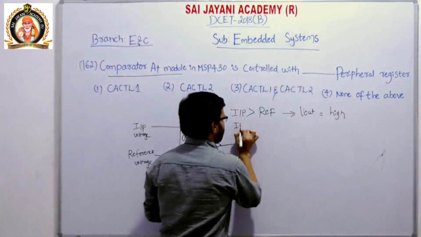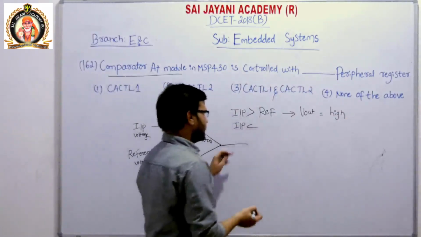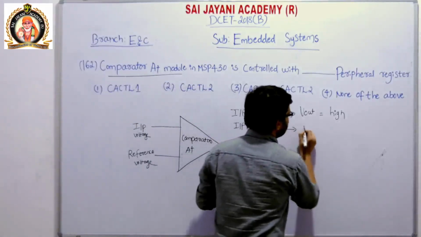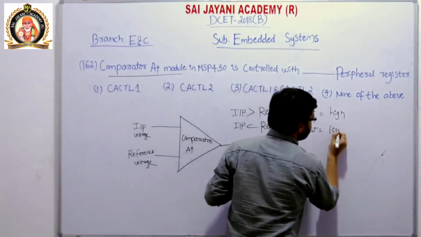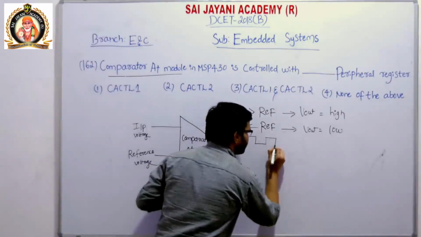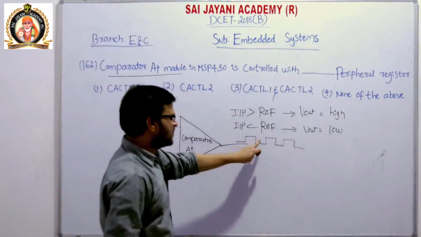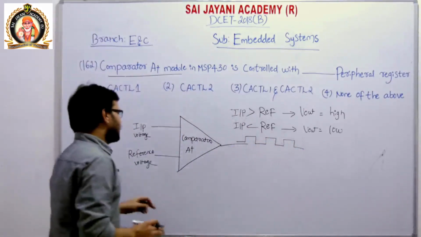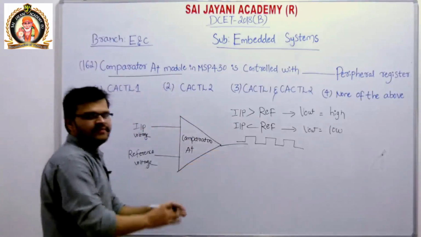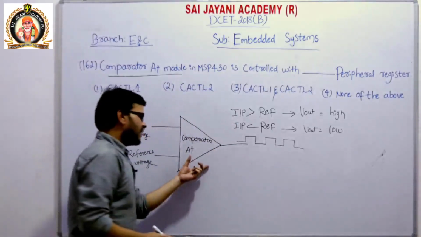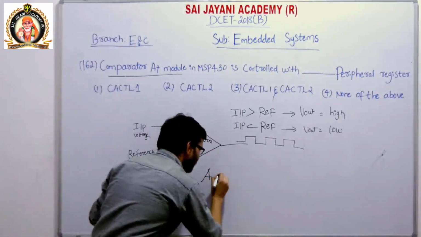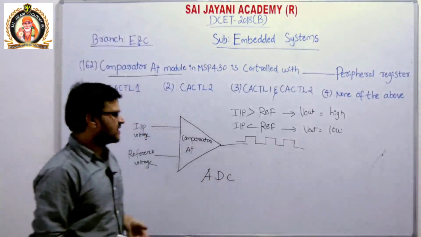Similarly, if the input voltage is less than the reference voltage, then at the output side we get a low signal. That means we are getting square pulses, that is high signal, low signal, high signal, low signal. That means we are giving an AC signal, but at the output of the comparator we are getting a digital signal. A comparator acts like an ADC. That means it converts an analog signal into a digital signal.